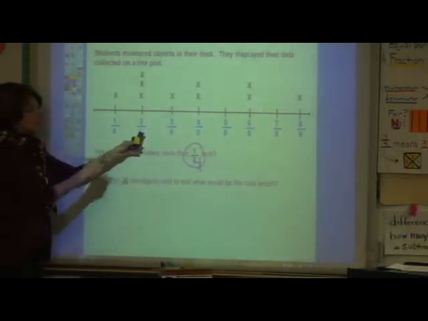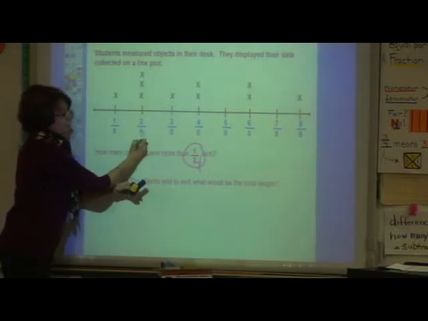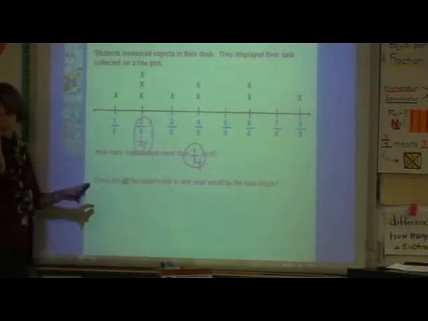So now I know, using my model, we wouldn't ask them to do that off the top of their head to start with. 2/8 is the same as 1/4. Those guys are the same. I just proved it with my fraction towers.